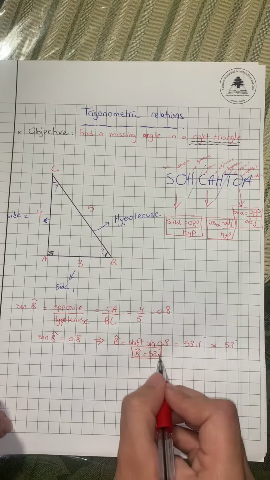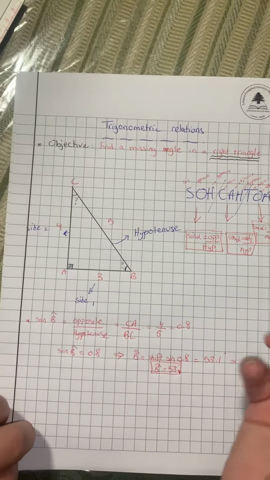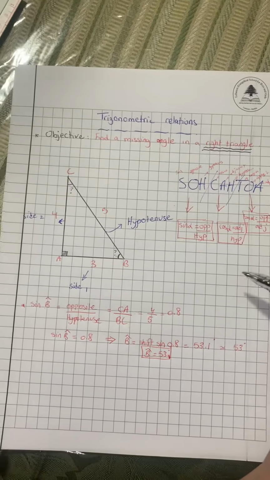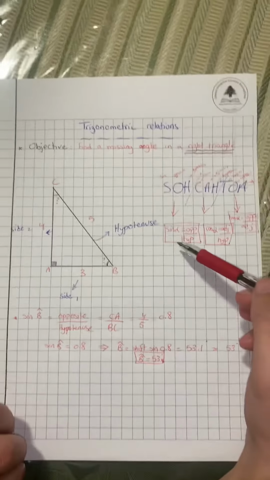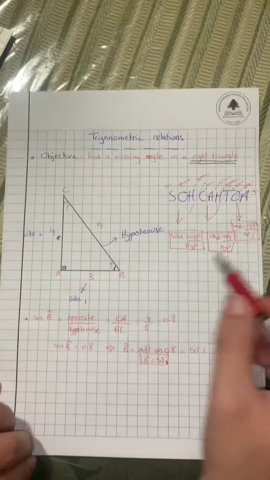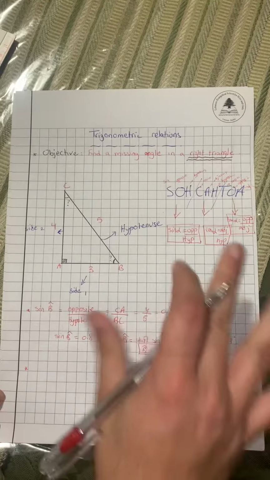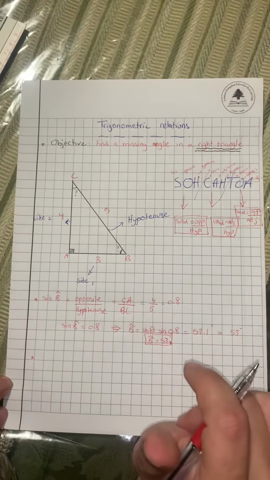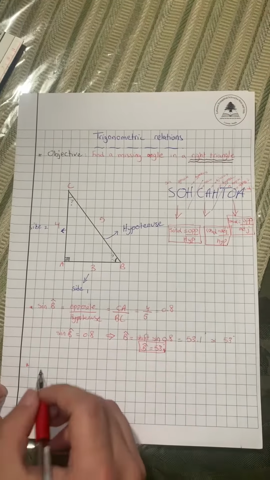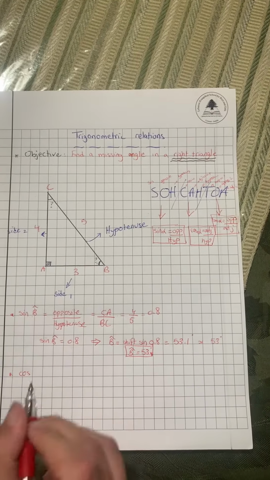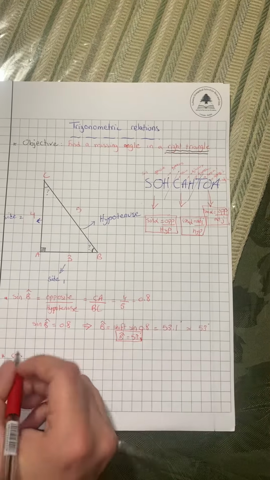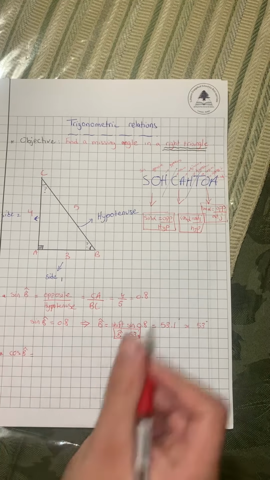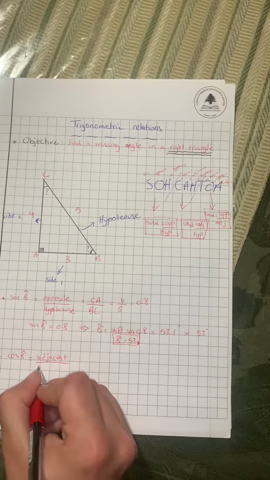Now, assuming that another student wants to use another relation, which is cosine and not sine, he has the right to use any of these three relations. For example, he wants to use cosine. Cosine alpha, which is B, is equal to adjacent over hypotenuse. So we write the formula, which is adjacent over hypotenuse.